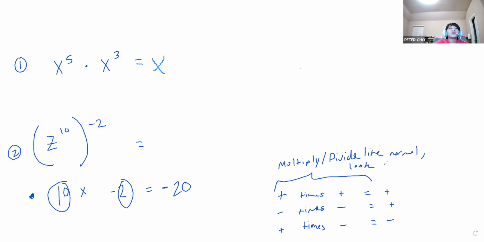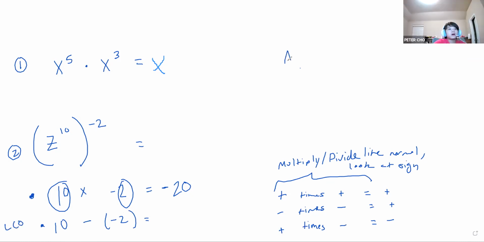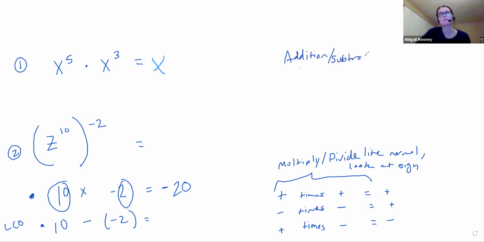Here, I'm going to give you another one just to make you happy. What if I had 10 minus negative 2? What would this be? This you can do with leave, change, opposite, because it's addition, subtraction. 10 minus negative 2 equals 12. Perfect. Good job. So just remember that addition, subtraction is leave, change, opposite. Multiply and divide, do it like normal, and then you just look at the sign at the end.